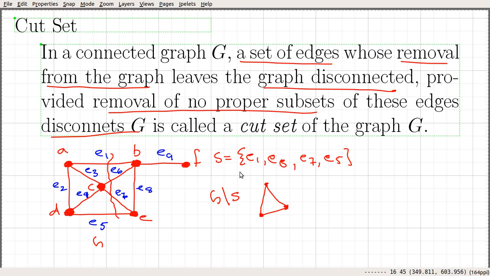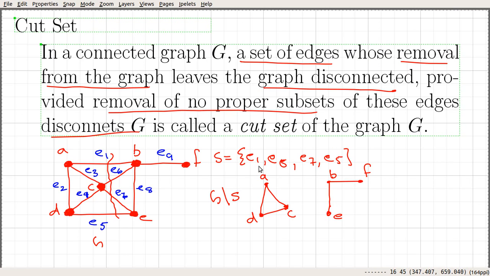So it has these three vertices, and here we have this connected component C and one more B, this is F and one more edge P. So here we can see that if you remove these edges from this graph, the graph will become disconnected, and moreover we can see that it does satisfy this property.